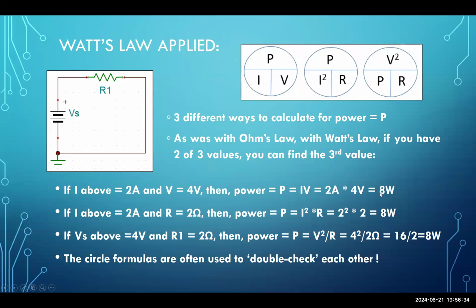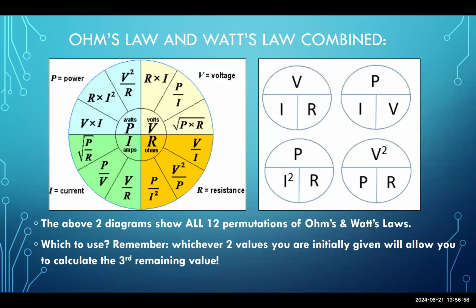But now, 8 what? Watermelons, oranges, apples. Well, if you're calculating for power, the unit for power is the watt. And what is the symbol for watt? A capital W. And you've seen this before, anytime you've ever changed a light bulb. 25-watt light bulb, 60-watt light bulb, etc. You see a W after the number. All right. This is just for your reference.